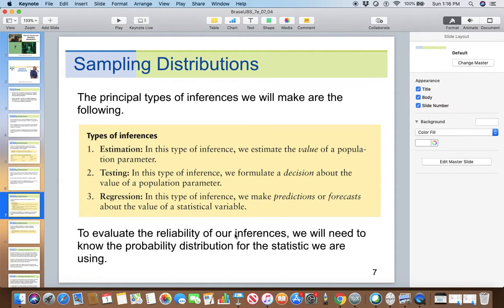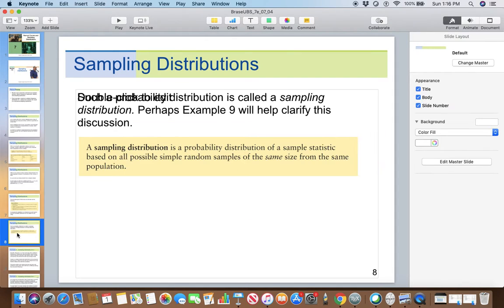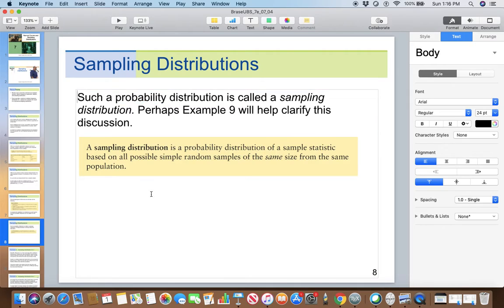To evaluate the reliability of our inferences, we need to know the probability distribution for the statistic we are using. Such a probability distribution is called a sampling distribution. Okay, sampling distribution. Example 9 that's coming up will help clarify this discussion.